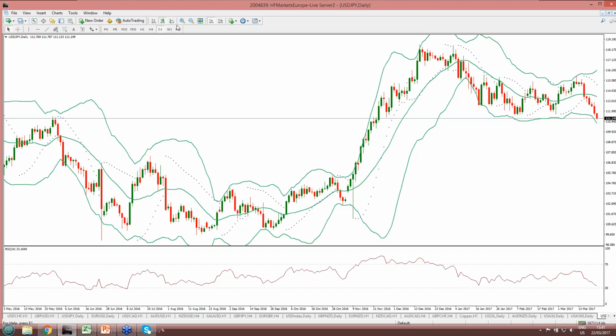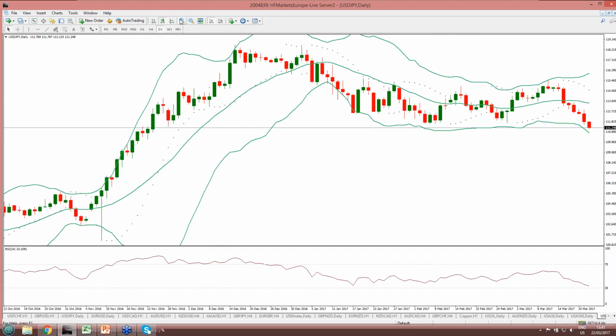Let me zoom in a bit. Actually, it's probably a bit too big. So I was talking about this level here. So here we've broken over the midpoint. Parabolic SAR turned positive, so we've gone up, and we kept going up, but we got to the extreme here on the Bollinger Band, we turned down.